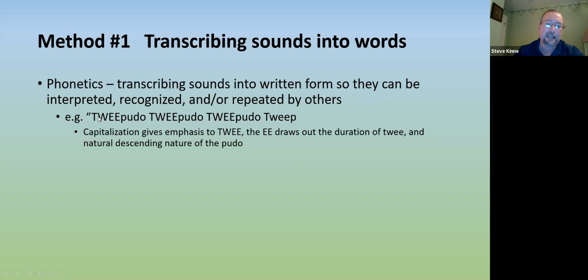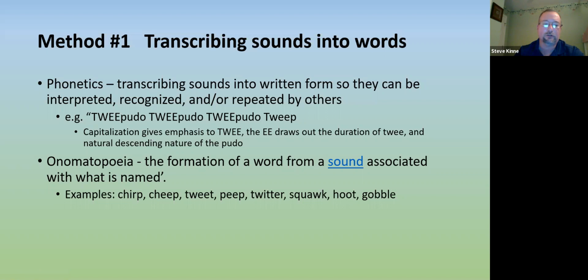But there are certain things that you can get from that. For instance, the capitalized T-W-E-E means you're going to accent that, so it's twee. The E-E gives you that longer sound. And then the natural way that we speak, the last two syllables tend to drop off. So it's tweepido, tweepido, tweepido. So that's phonetics, and that's trying to transcribe the sounds into written words.